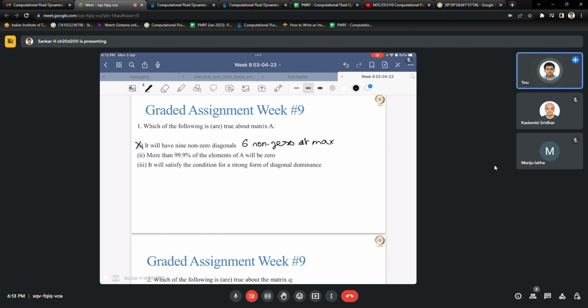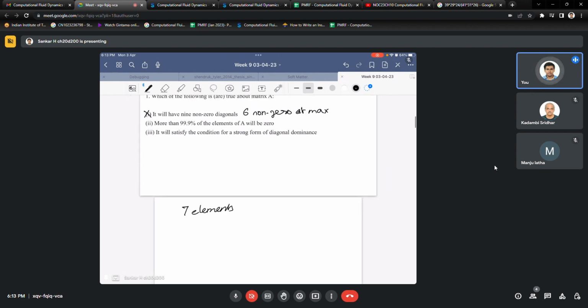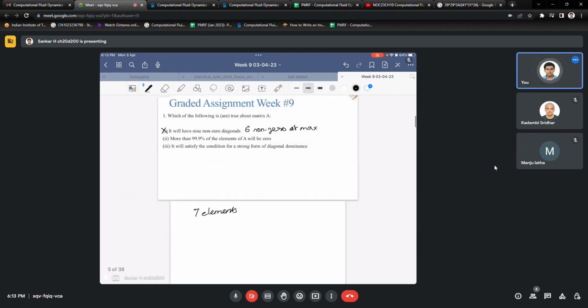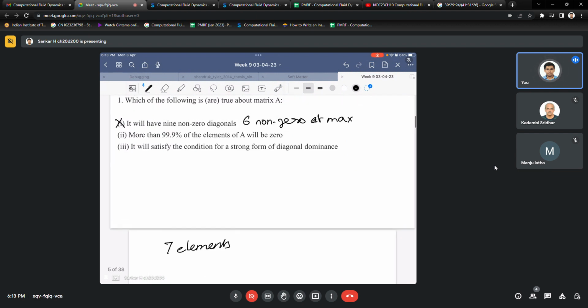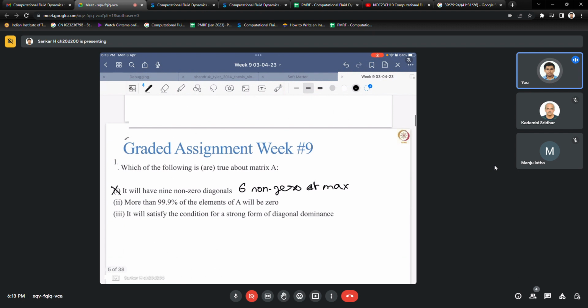Now the second statement: more than 99.9% of the elements will be 0. So we see that in each equation we'll have a maximum of 7 elements, and there will be totally around the total number of... we'll come back to the second question once we do a further question. And the third one is that it will satisfy the strong form of diagonal dominance.